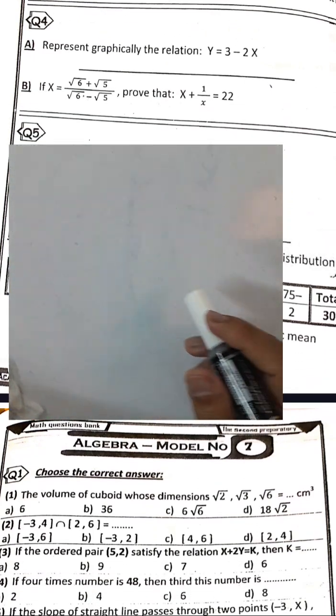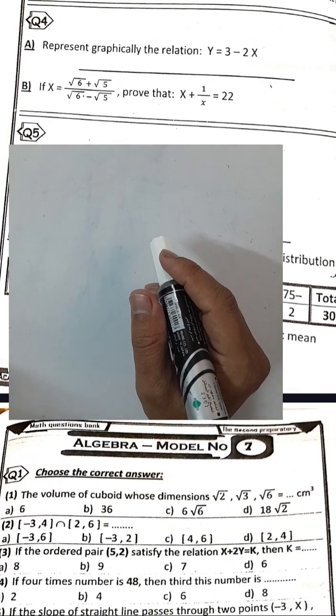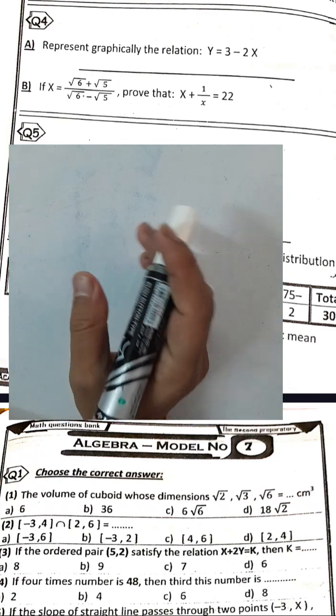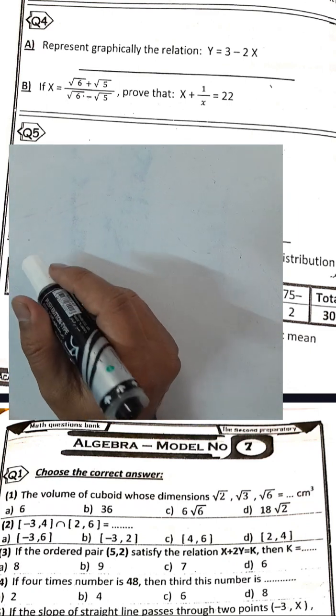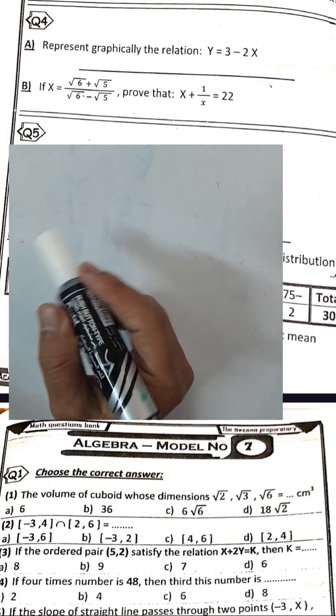Question letter B. We have x equals root 6 over root 6 plus root 5 over root 6 minus root 5. Prove that x plus 1 over root x equals 22. First step, you can simplify x here by multiplying by the conjugate of the denominator.